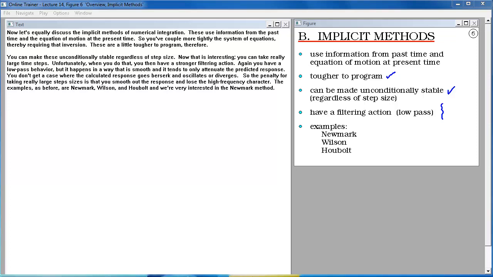So the penalty for taking really large step sizes is that you smooth out the response and lose the high frequency character. The examples, as before, are Newmark, Wilson, and Hubolt, and we're very interested in the Newmark method.